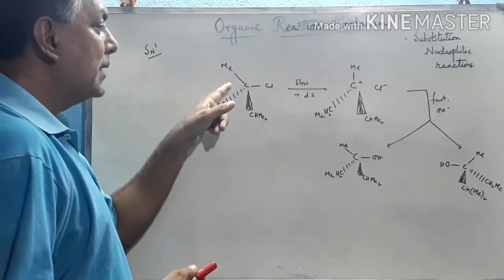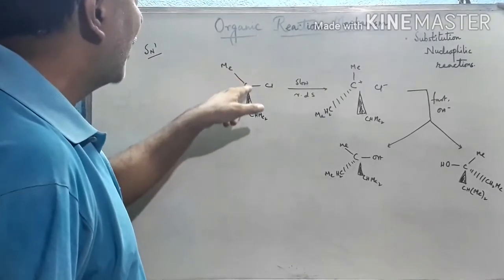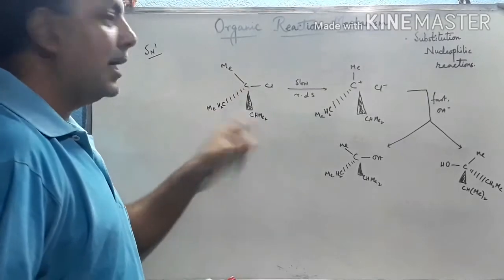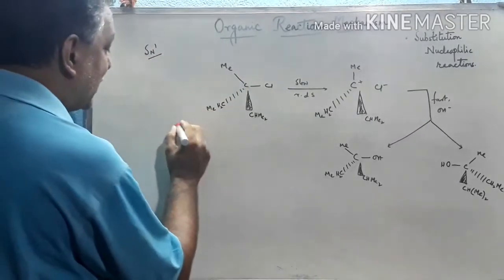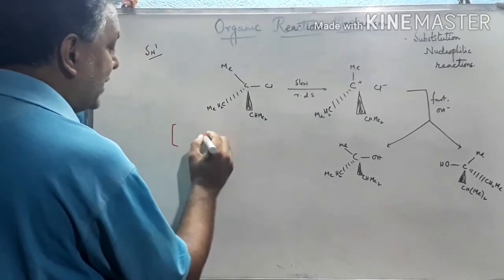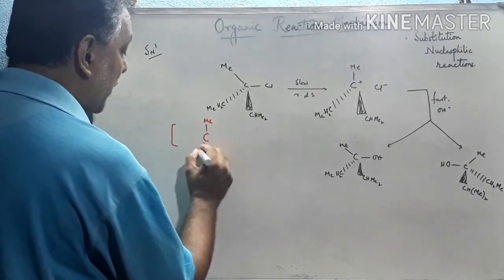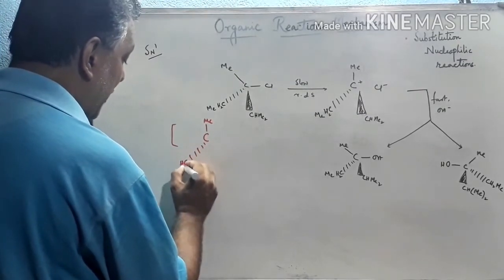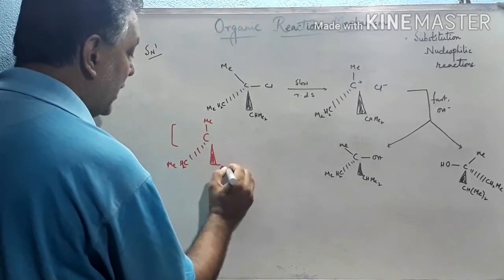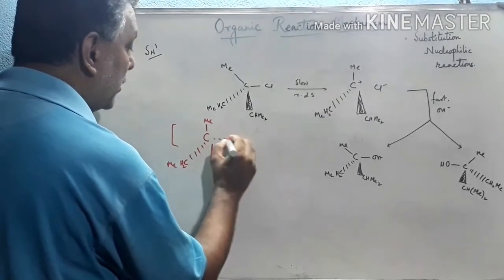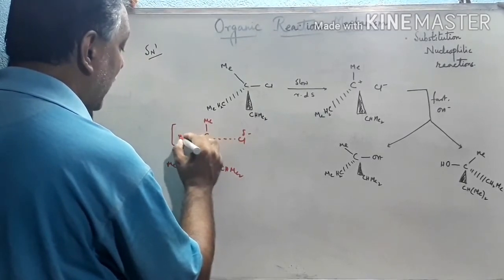But here see, with the increase of bulkiness on the alpha carbon, the number of beta carbons is 3. Therefore, if we draw the same transition state as in the SN2 type mechanism, then the transition state occurs like this: CH2Me, and this will be CHMe2. Here dotted line Cl del negative, here dotted line OH del negative.